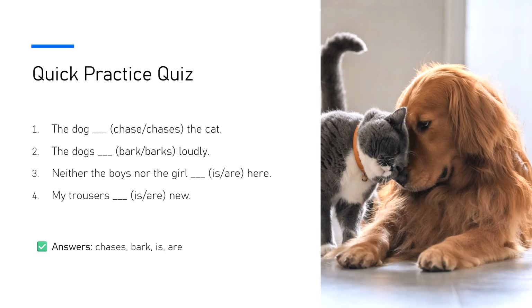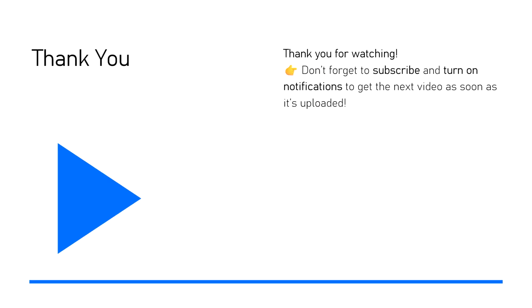If you got all four right, you have really mastered the key rules of subject-verb agreement. Great work. Now you have revised subject-verb agreement. Remember, small grammar slips can make a big difference, especially in exams. So keep practicing what you learned today.